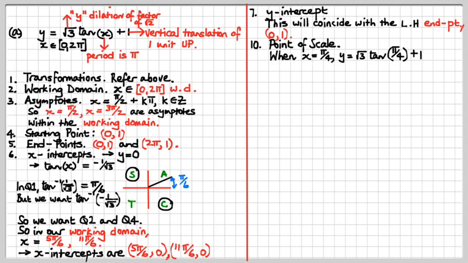Point of scale, well, I usually use this one, where x is pi on 4. Y would be, what would it be? Root 3 times 1 plus 1, so it would be 1 plus root 3, yes, or root 3 plus 1, which is approximately 2.7, just for graph scaling, making the graph look right type purposes.